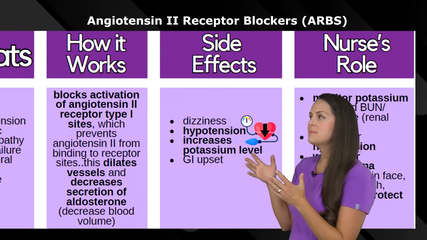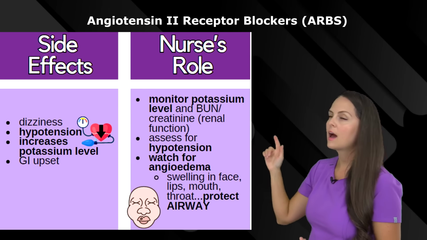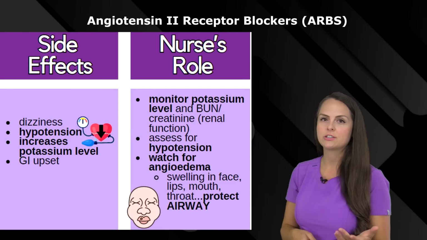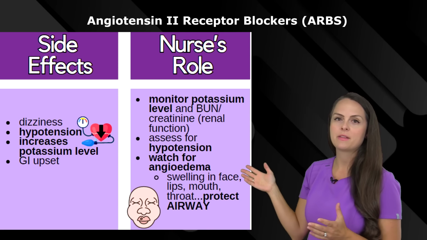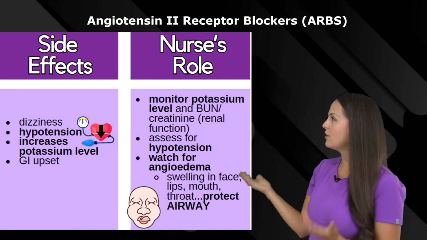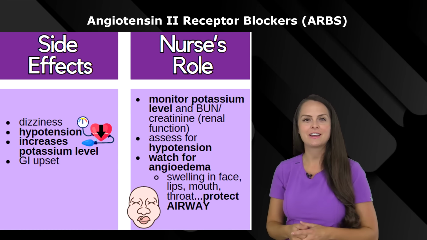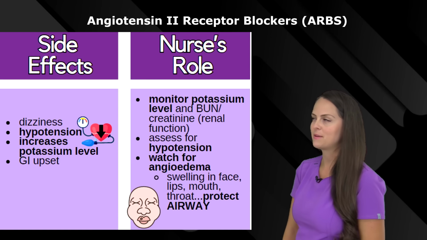So because of how these medications work, they can cause the following side effects: dizziness, hypotension, dropping that blood pressure too low, particularly if they have too much medication in their system. It can also increase the potassium level, and that's because of how it affects aldosterone. And it can cause GI upset. And by the way, it seems like every medication can cause GI upset. So just always remember GI upset because most of that is going to fall in these medication classes.